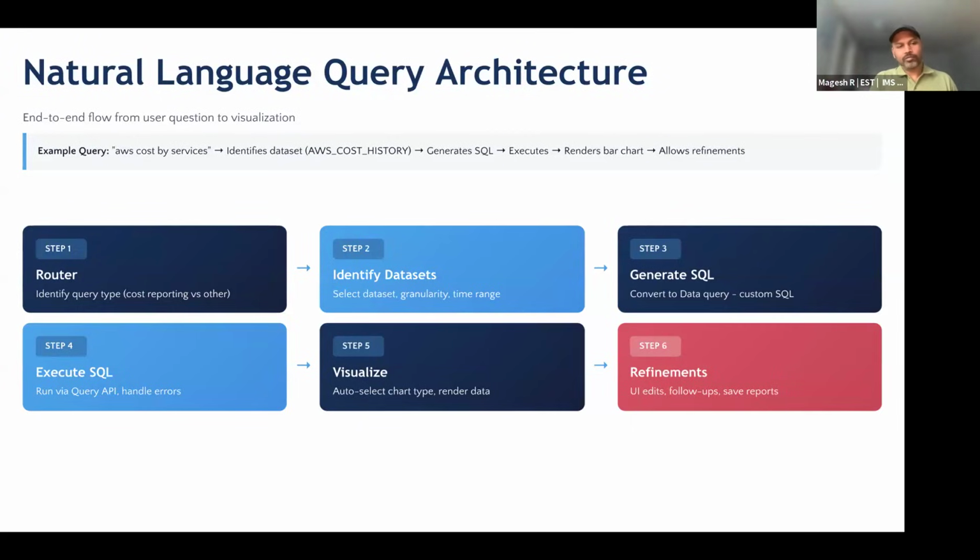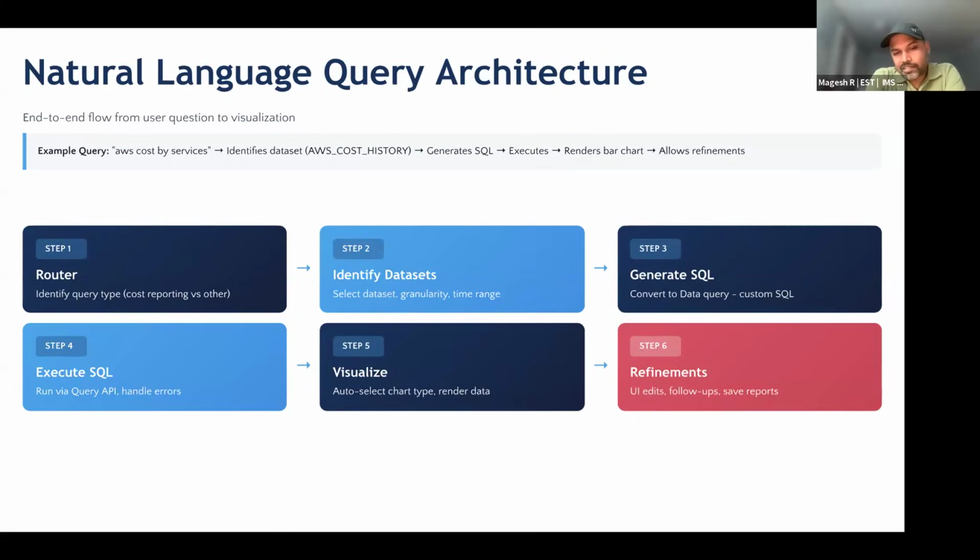Then it says, given this question, I know it is a reporting question, I need to look at data sets. It has about 100 plus data sets, and in order to answer this specific question, which data set should I pick? So to the LLM, we present all the data sets with all the descriptions and ask, which is the best data set to answer this question? And the LLM will say, okay, use data set X.